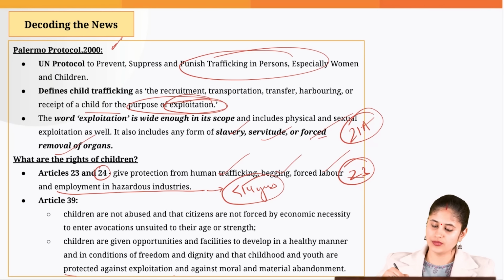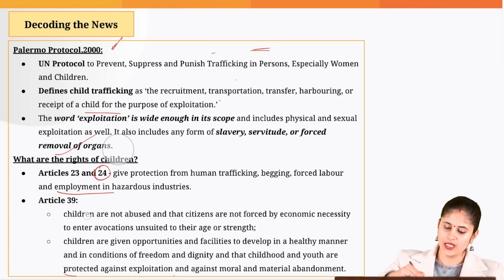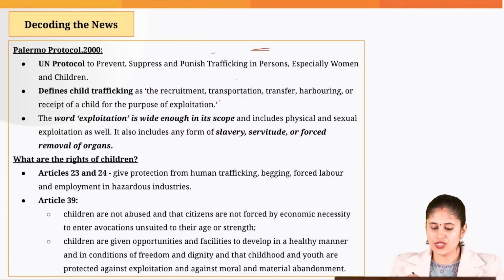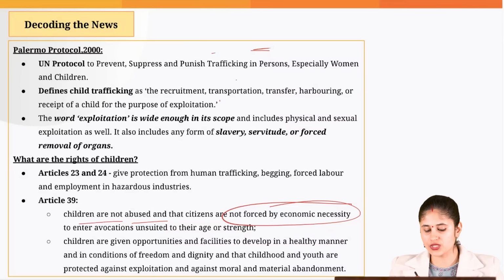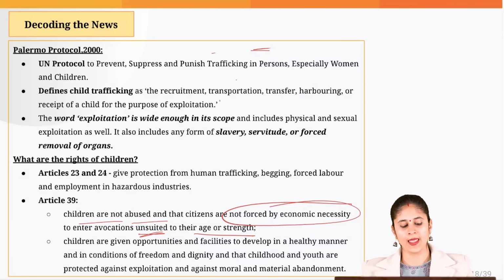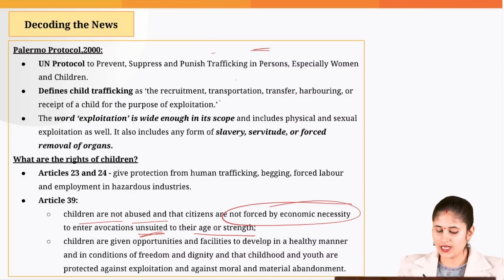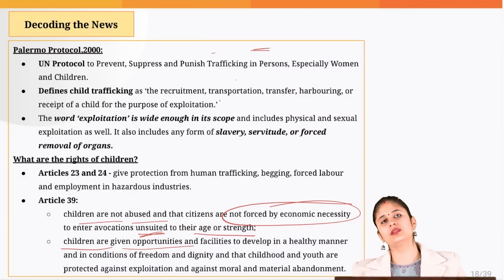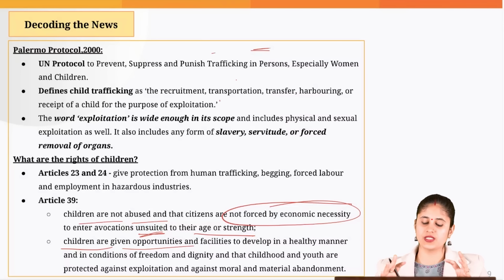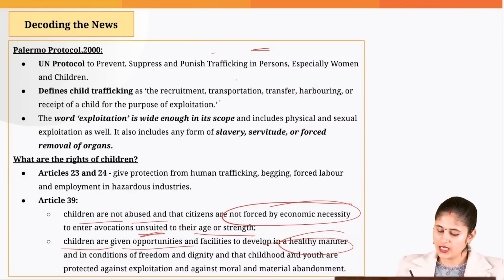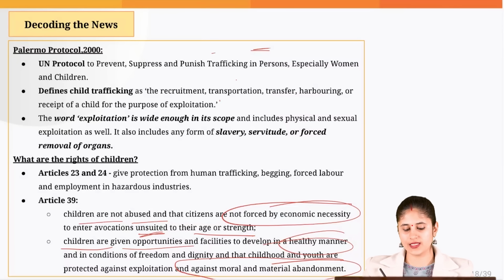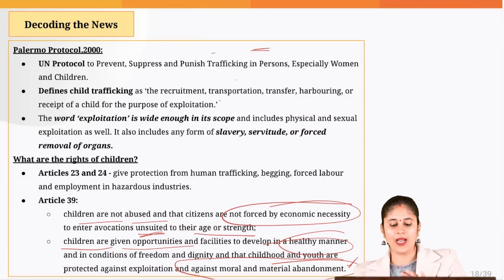Then in the DPSP also, we have Article 39, which basically states that children should not be abused and they should not be forced because of economic necessity to take up a vocation which is unsuited to their age or strength. And under Article 39, children are also given opportunity. So it is the responsibility of the state to provide adequate opportunity to the children so that they can develop their personality fully, and we ensure that they are not exploited against moral and material abandonment.